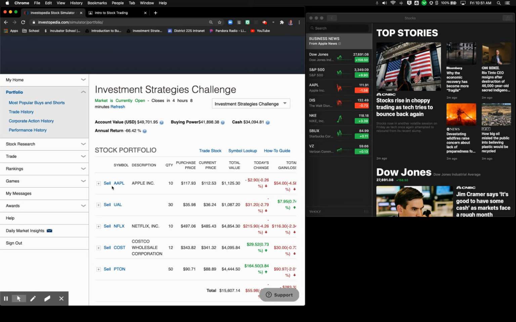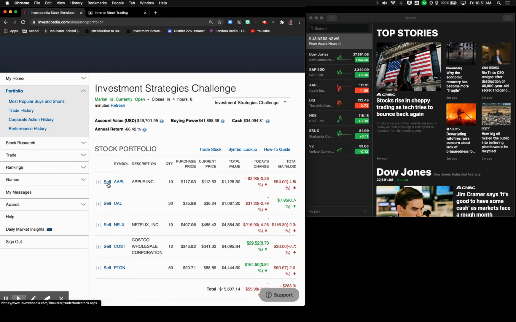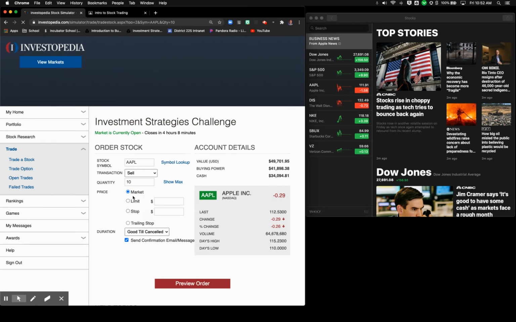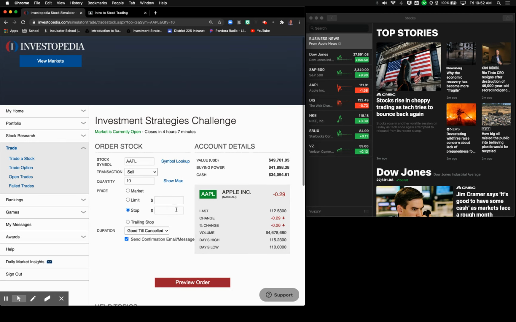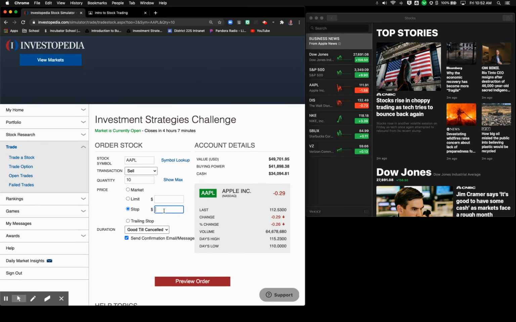So right now I have 10 shares of Apple in my portfolio. And Apple, surprisingly, has actually been down quite a bit over the last couple of days. Now, let's say I don't want to lose any more than whatever the amount that I determine is. And I see right now Apple's hovering around $111. So what I can do is I click sell, and then I can either do a stop sell or a limit sell. A stop sell is commonly referred to as a stop loss. So what I'll do then is I will set my stop order to $110. And I will say that that is good for this day.